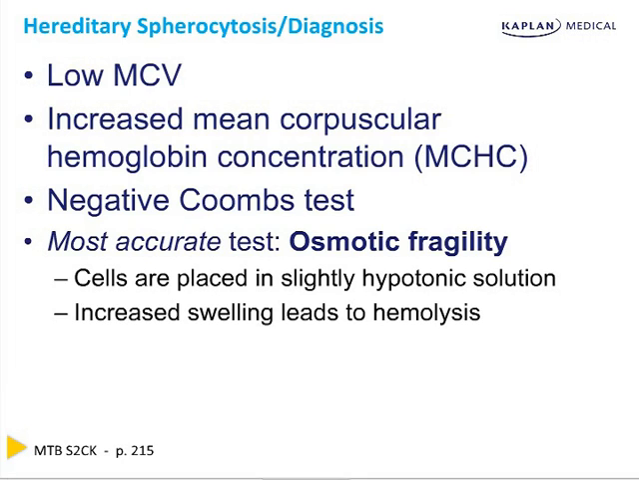The most accurate test is osmotic fragility. This means that when you place cells in a hypotonic solution, they burst. Normal cells that are placed in a slightly hypotonic solution should be able to swell a little bit, but these don't. They go pop.